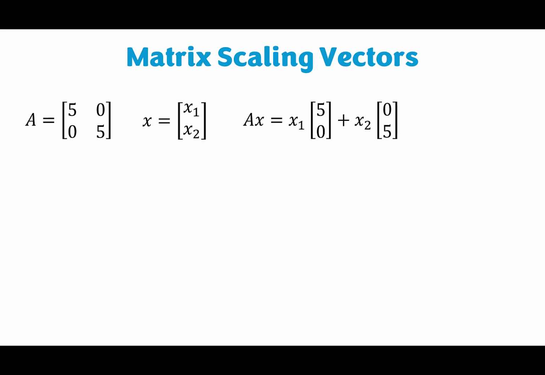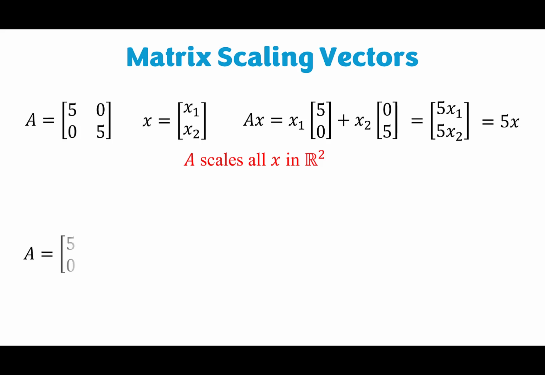If we scale those vectors and add them up, then we get the vector with 5x1 as the first element and 5x2 as the second element. And notice that can be rewritten as just 5 times the vector x, right? Because x is the vector x1, x2. So what we ended up doing by multiplying A times x is we purely scaled x by 5. Therefore, the matrix A scales all x in R2 when you do A times x.